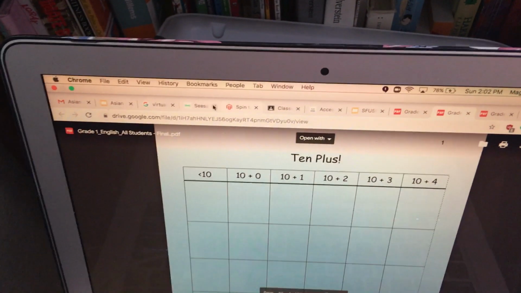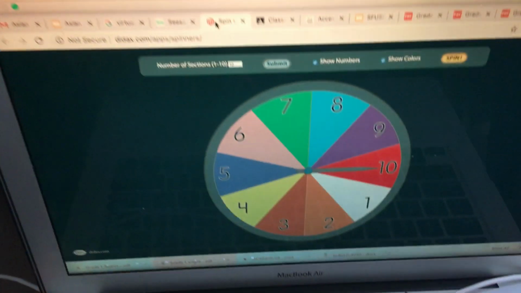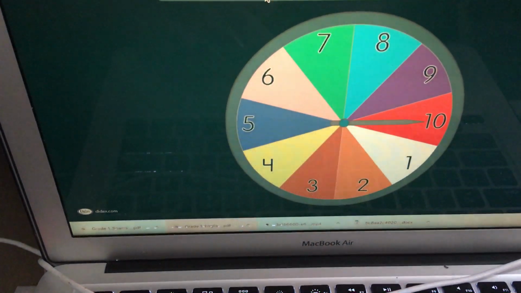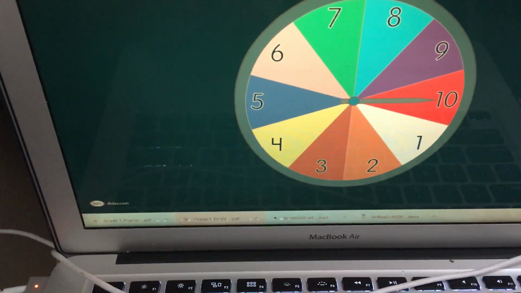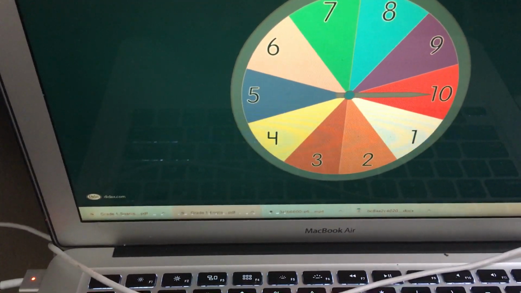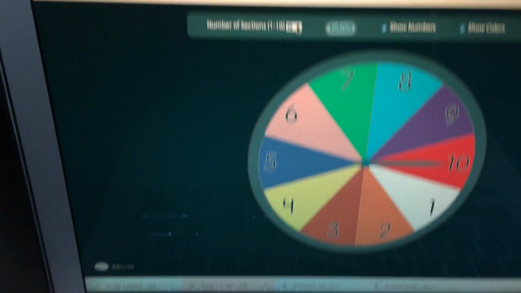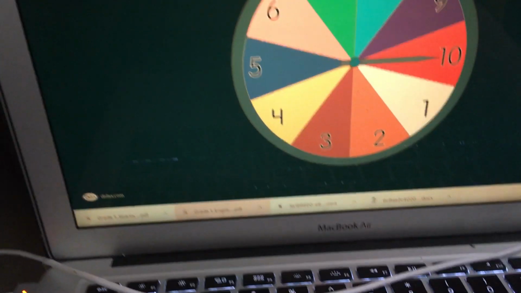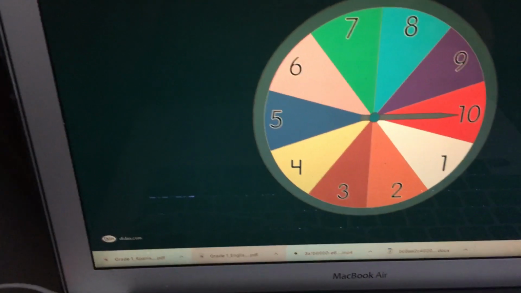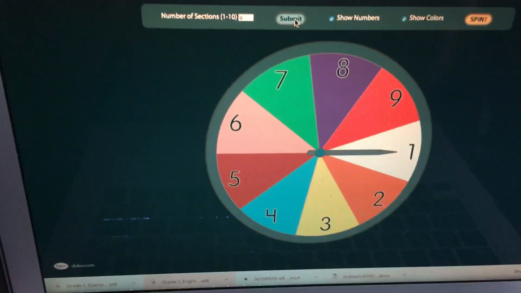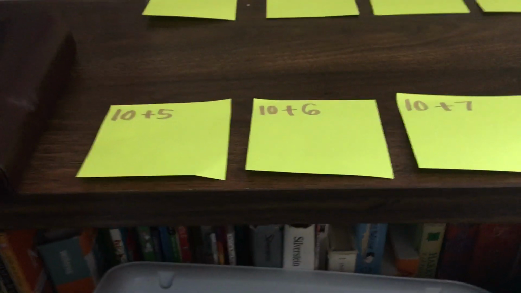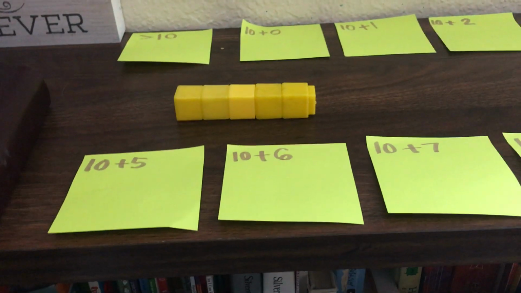Now, I'm going to use the virtual spinner, and I am going to click in this section at the top. I'm going to make sure that there's actually only 9 sections because we're trying to do spins that are less than 10. So let me make sure that this is only set to 9. So I spun my spinner for the first number, and I actually got 5 plus 8.